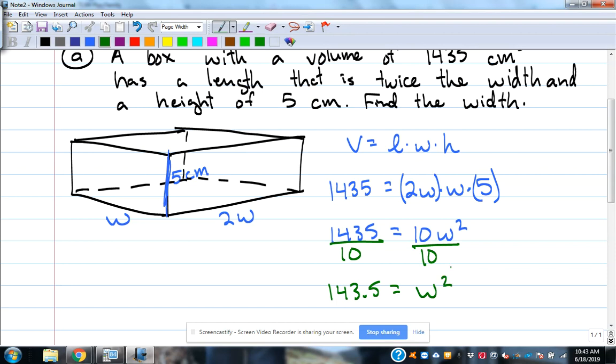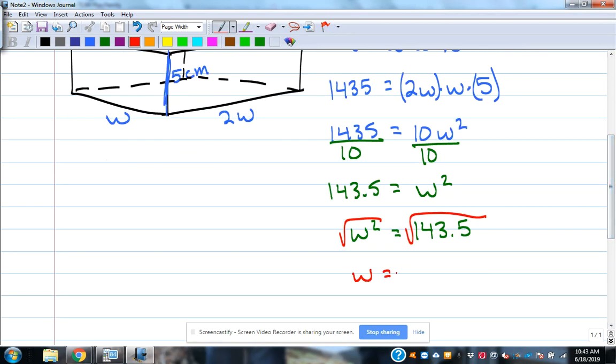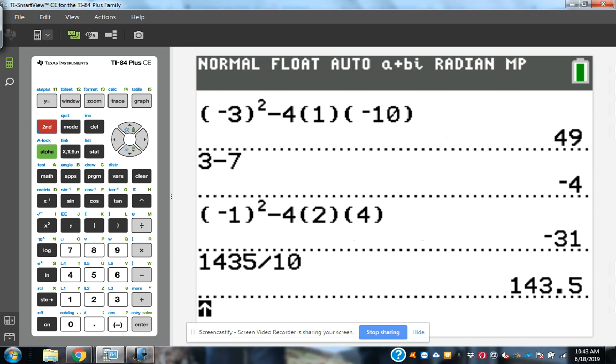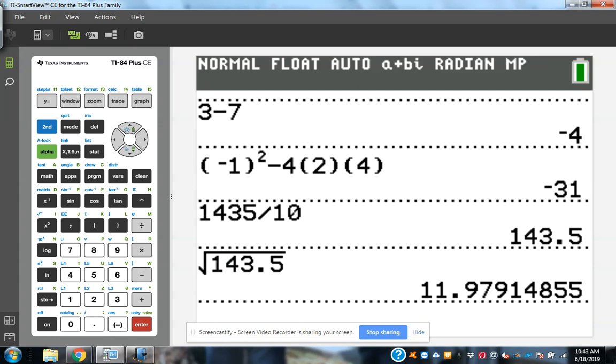The next step would be to get rid of the squared. If it helps you to rewrite it this way, some people like it better with the variable on the left. It doesn't matter though. Then we take the square root of each side. There's W, square root of 143.5. I'm going to use the calculator to help me find that, and I'm going to get an approximation for the width, so I'm probably going to have to round. In the calculator, second x squared, 143.5. Hit enter. It's about 11.979. So I'm going to round that to 2 decimal places: 11.98.